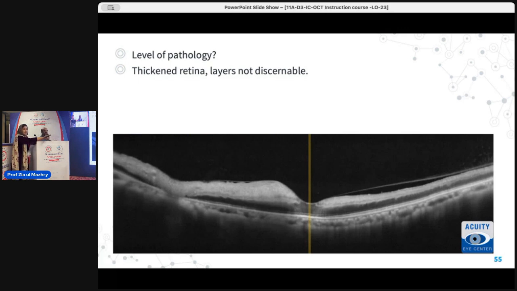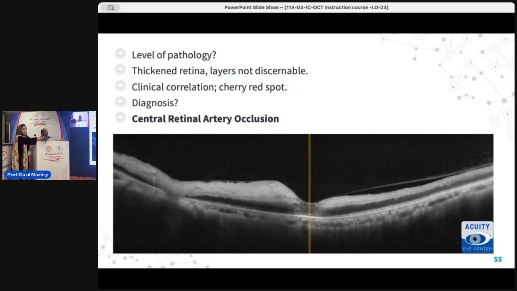CRAO. This over here, the retinal layers are edematous. They are not differentiated. Retinal edema is massive because of central retinal artery occlusion. So with clinical correlation, we saw a cherry red spot in the patient's retina, and hence the diagnosis was central retinal artery occlusion of the patient.